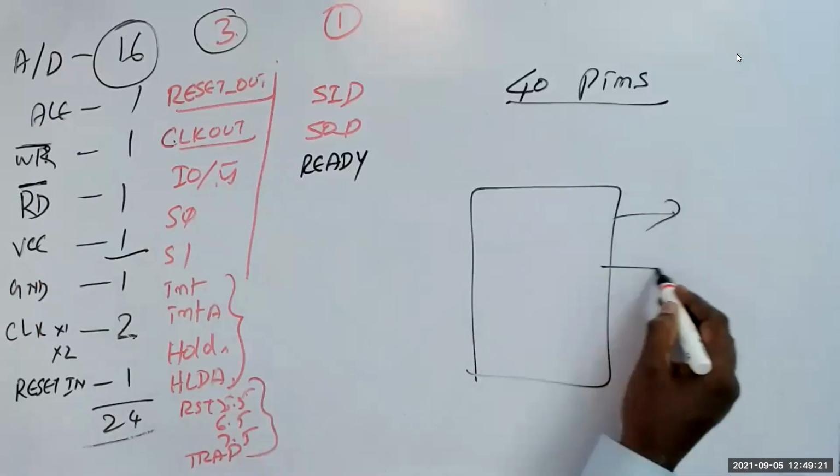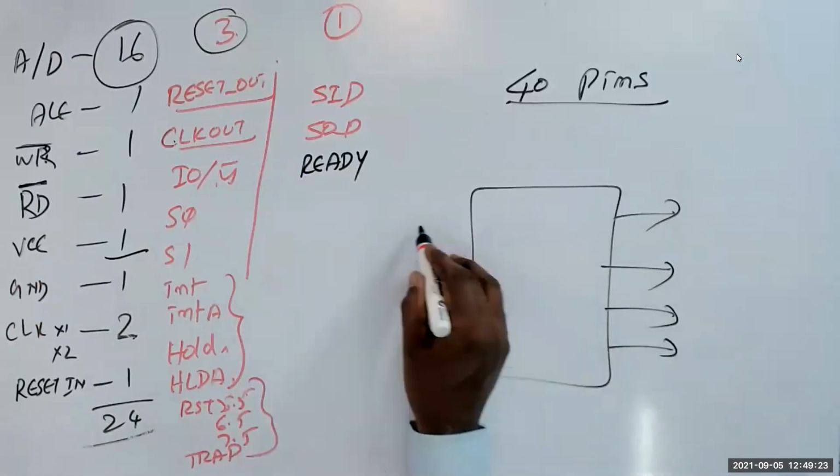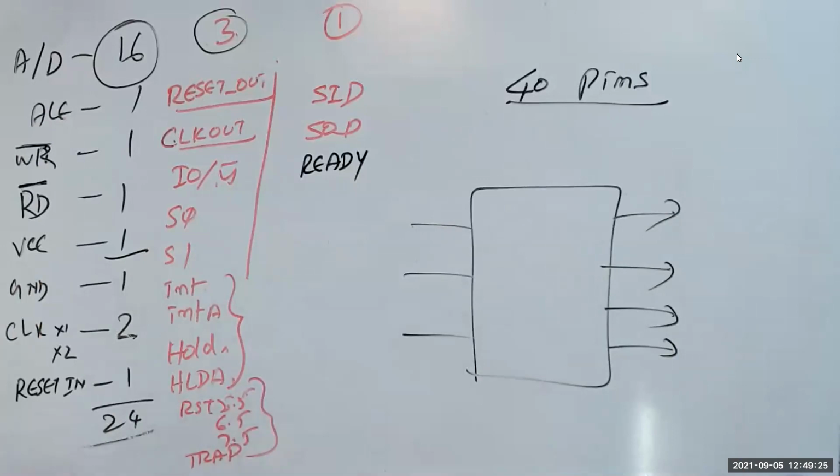They may not have S0, S1, IO bar, but they all have the same concept. Address. This is the basic. All the other things are add-ons. Don't worry about the add-ons.